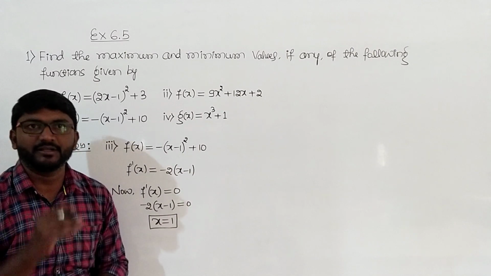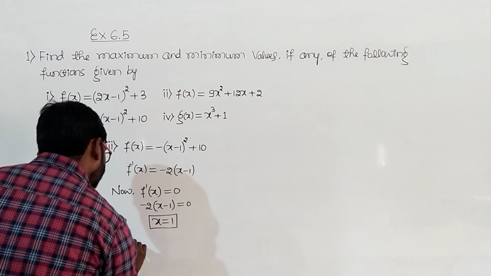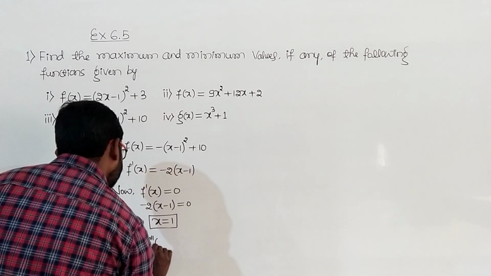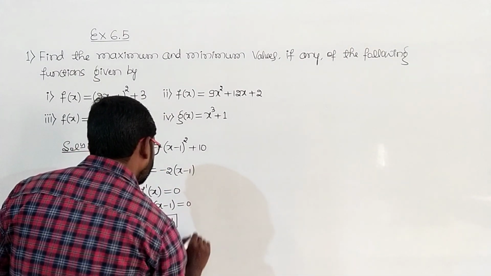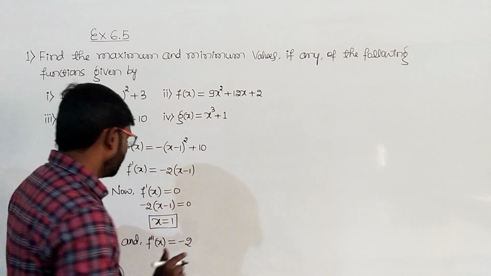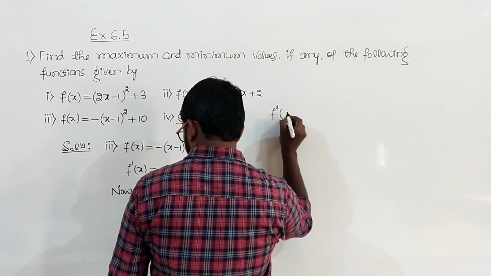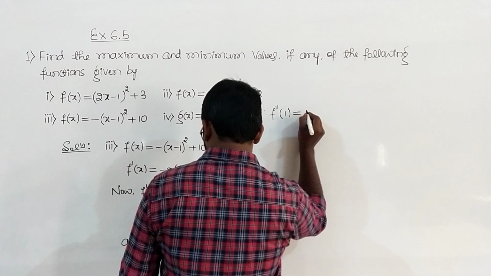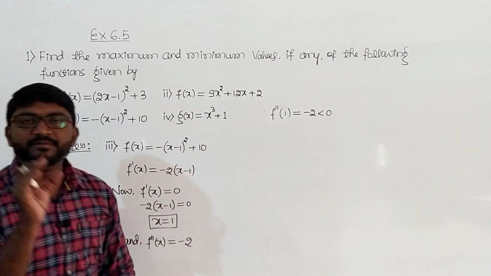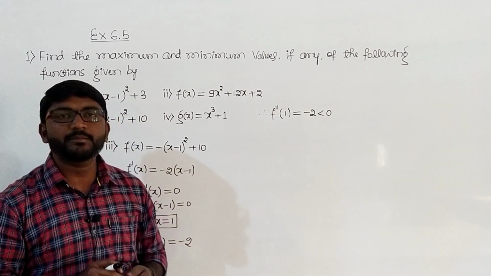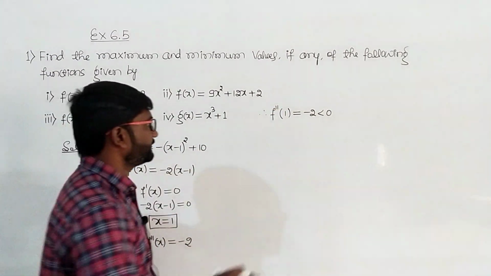So this is the critical point, and now we will have to differentiate this once again with respect to x, and f double dash of x equals minus 2. Substitute the critical point in this now. Therefore f double dash of plus 1 equals minus 2, which is less than 0. That indicates x equal to 1 is a point of local maxima, and here we have to find the local maximum value.